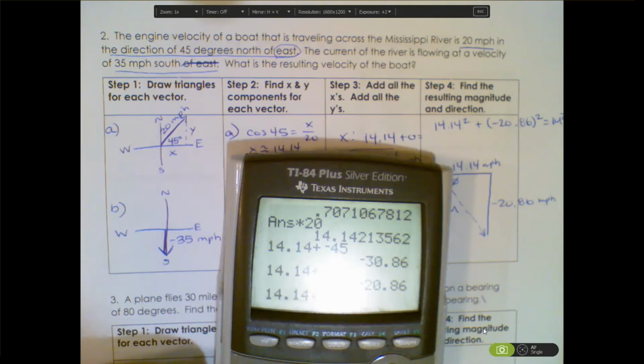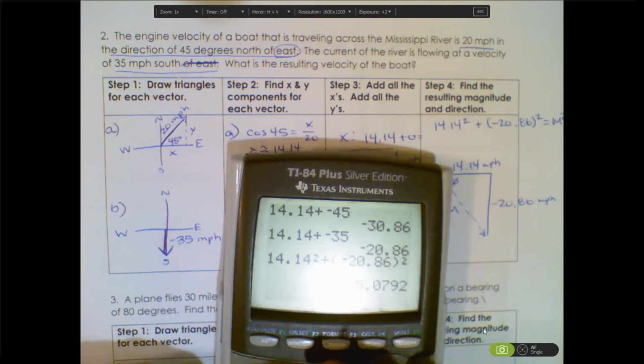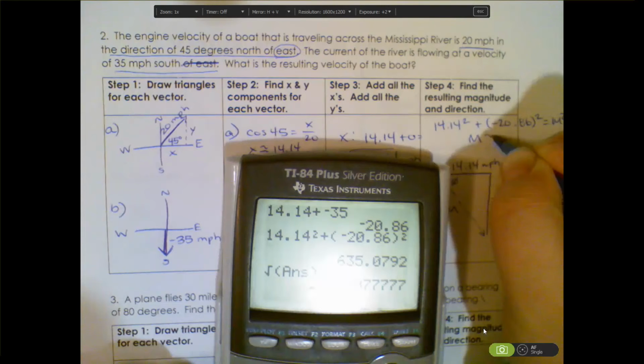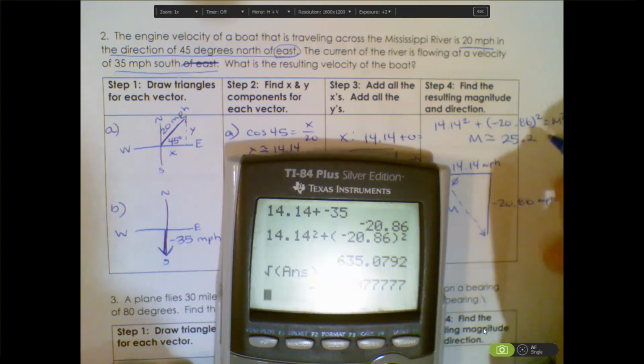14.14 squared plus negative 20.86 squared. Okay, I'll take the square root of that answer. M is approximately 25.2 miles per hour.